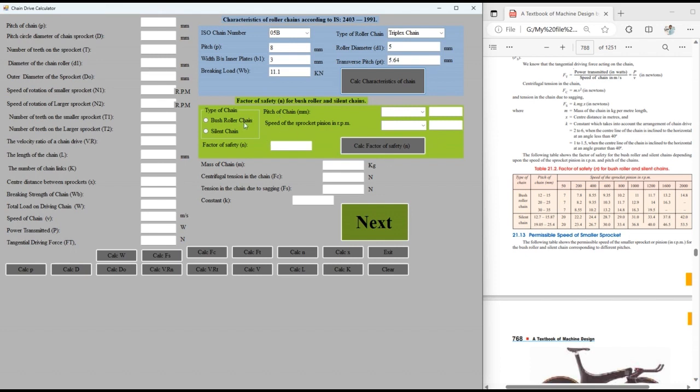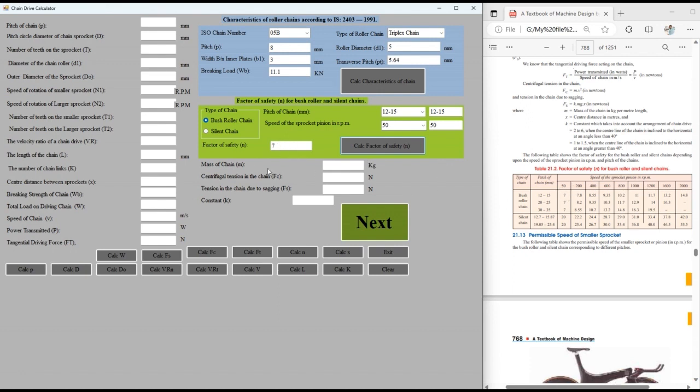Here in this calculator, we must select type of chain. It may be bush roller or silent chain. Let us select bush roller and the pitch of chain. The value of the pitch for the chain drive may be 12 to 15, 22, 25, 30 to 35, and so on. Let's select this and a speed of the sprocket in RPM. Let's select 50. Then we have to calculate the factor of safety. Here the factor of safety becomes 7.